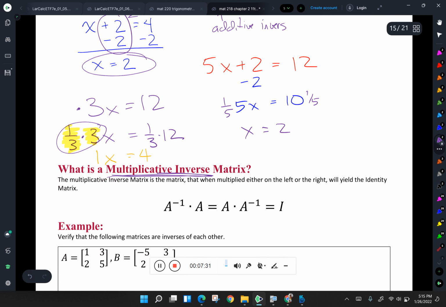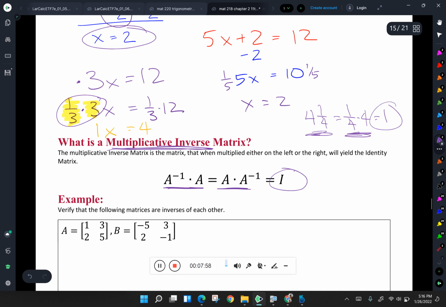And the multiplicative inverse of the matrix is whatever matrix that you can either multiply by on the left or on the right and get the identity, right? Multiplicative inverse. So 4 times 1/4 is equal to 1/4 times 4 is equal to 1. Multiplicative inverses on the left or on the right, you get the identity. Same thing with matrices. Right?